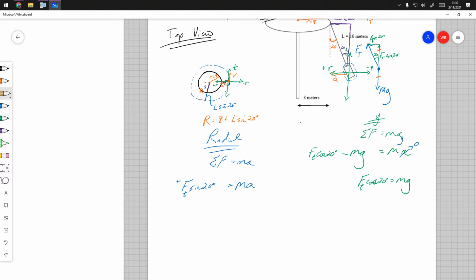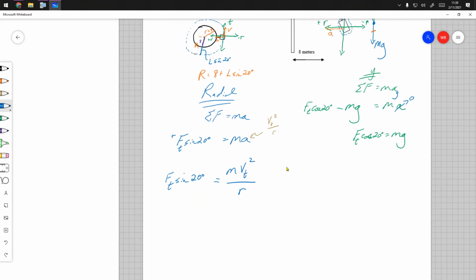Now, I know that this a refers to an acceleration that is centripetal here, pointing radially inwards. And so that's equal to the tangential velocity squared over the radius there. So I can go and put that in, and maybe that'll help me out here. So that's Vt squared divided by the radius is equal to my tension force multiplied by sine of 20 degrees there.